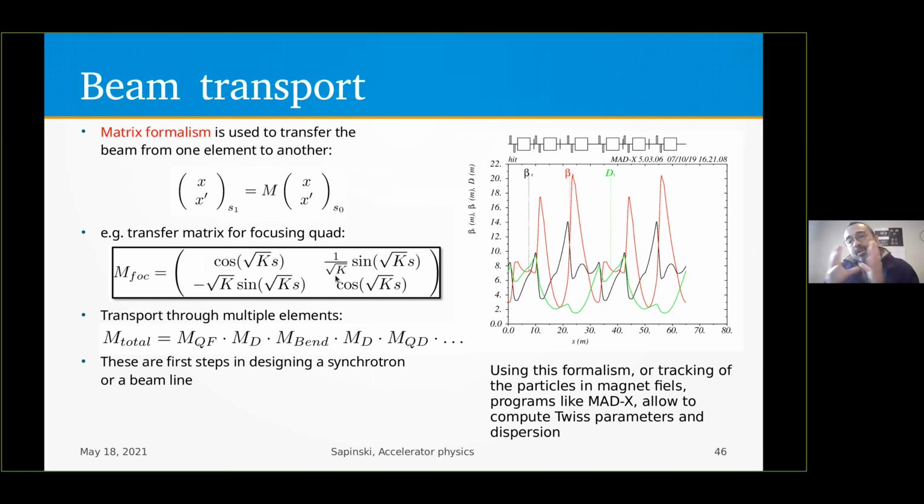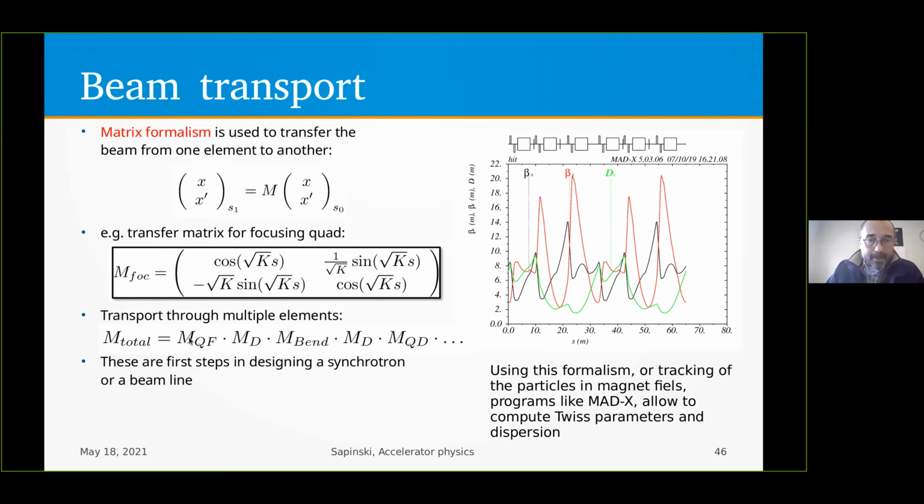Now, in order to transport the beam, we use something called matrix formalism, and this is a very convenient way to transport the beam through the machine. For instance, this is the matrix element of the focusing quadrupole, and here is the position and angle of the particle inside the beam. If we multiply it by this matrix, then we get the position and the angle of the particle after the quadrupole.